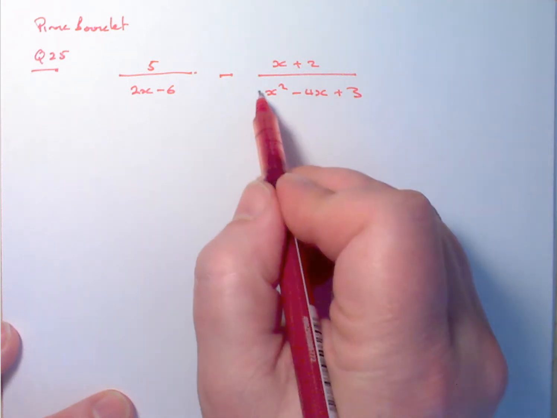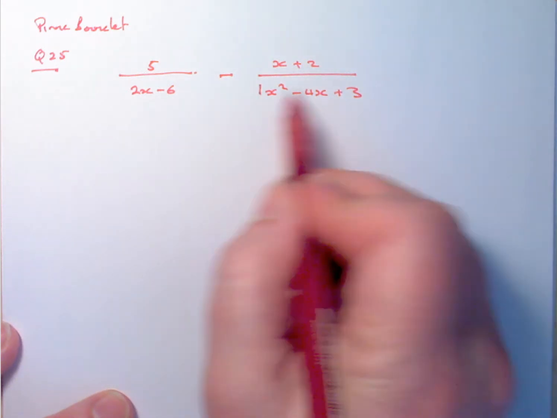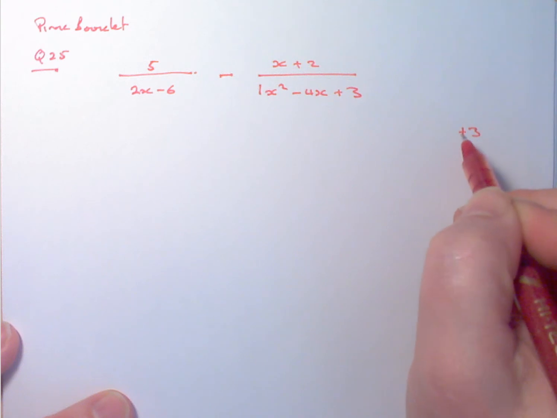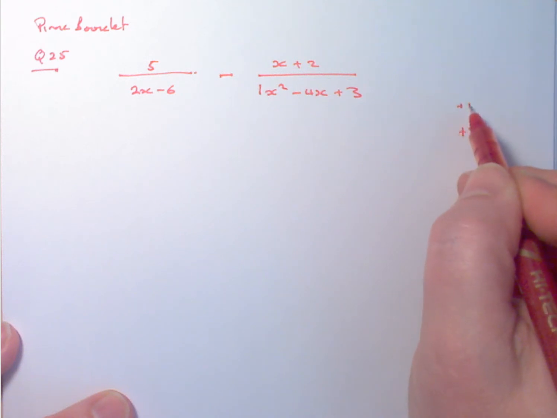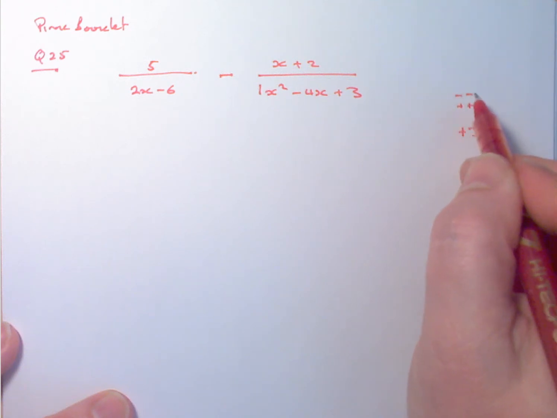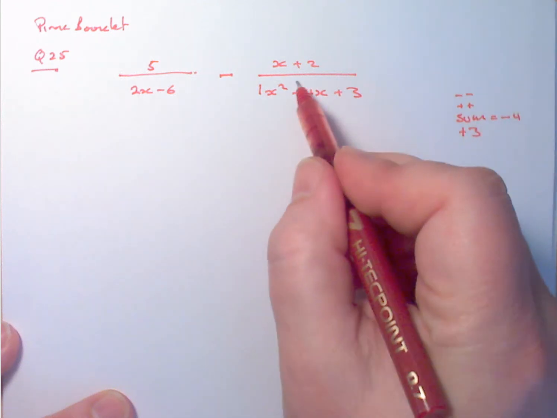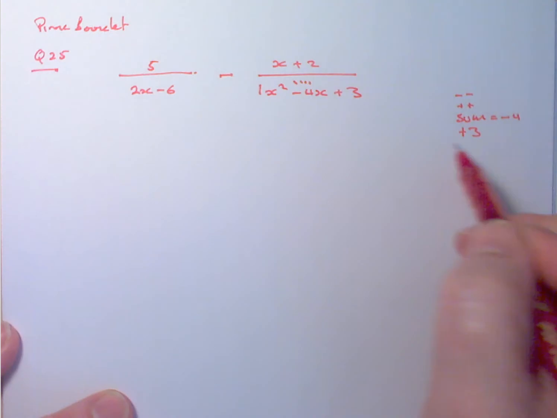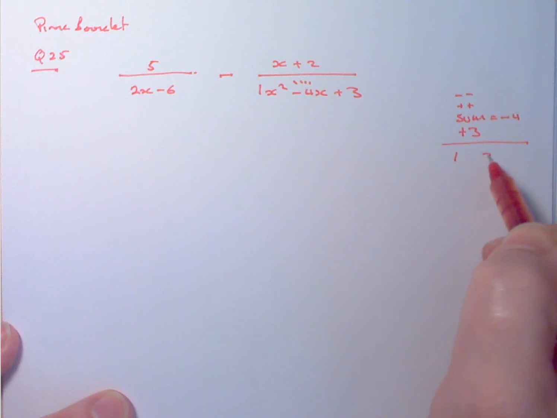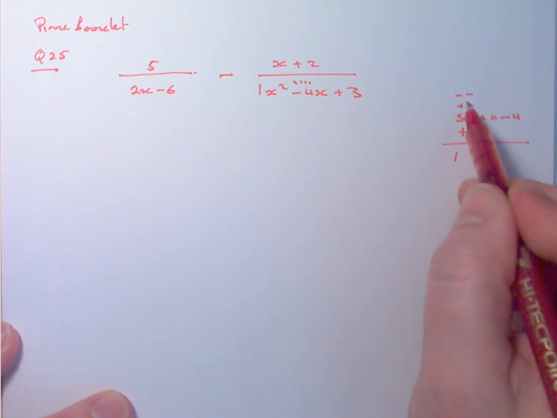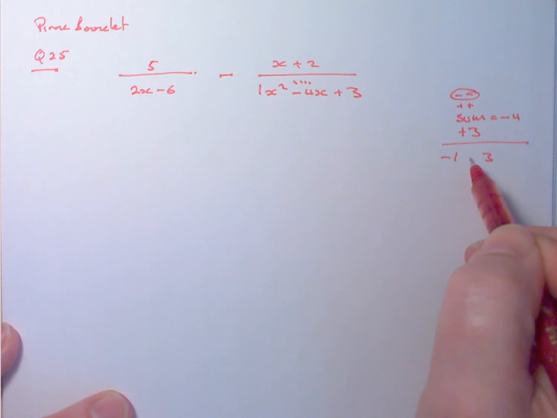If you imagine that as 1x squared, I get 1 times 3 is 3. That's positive, so it's either plus plus or minus minus, and it's a sum that equals -4. Look at the middle number here. That's the only way it can break down, and as I want -4, it's going to have to be minus minus.